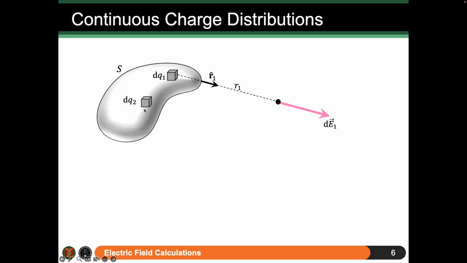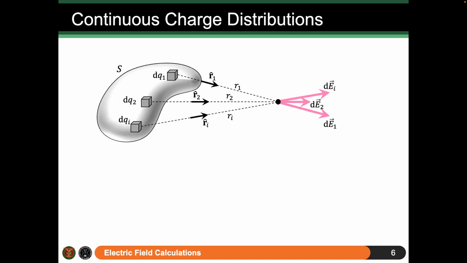Now consider another infinitesimal charge, dq2. Again, this might have a different distance from the point P and a different unit vector. And this will contribute another infinitesimal electric field vector. We do this for each of the infinitesimal parts of the system or of the source.